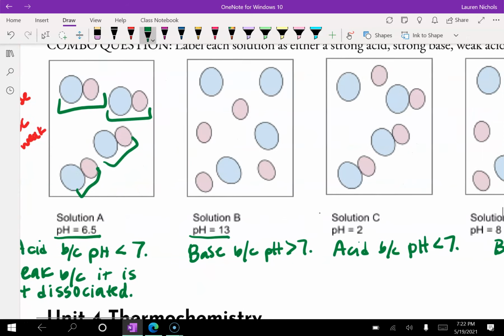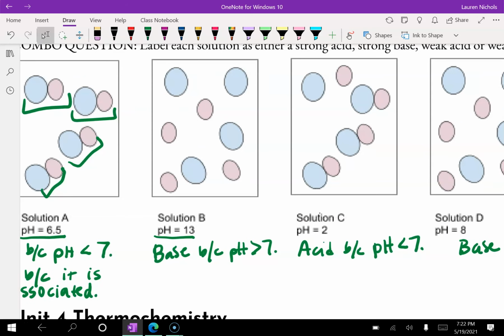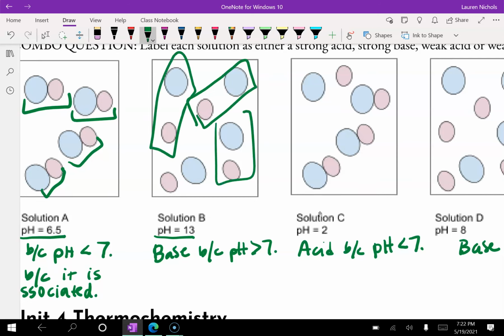If we look at solution B, it's a strong base, we see, but it's strong not because the pH is 13. That's only a guess. That confirms that in our solution, they've broken apart. So it's strong because 100% or all of the molecules dissociated. That is what makes it strong. Okay, so they all dissociated.